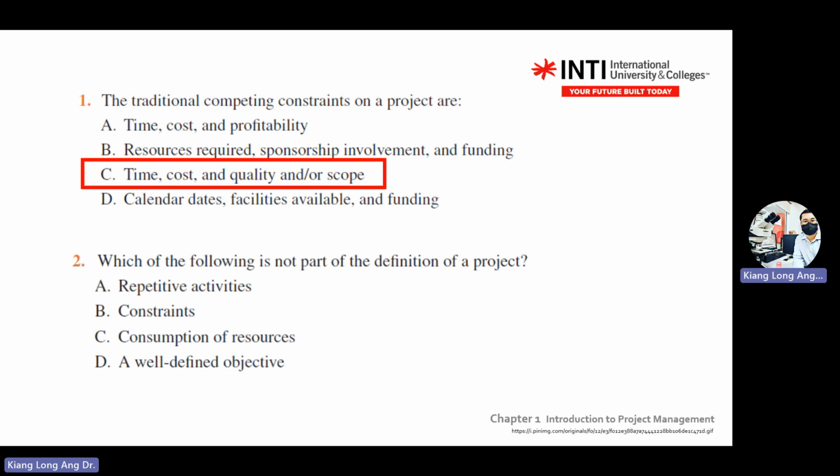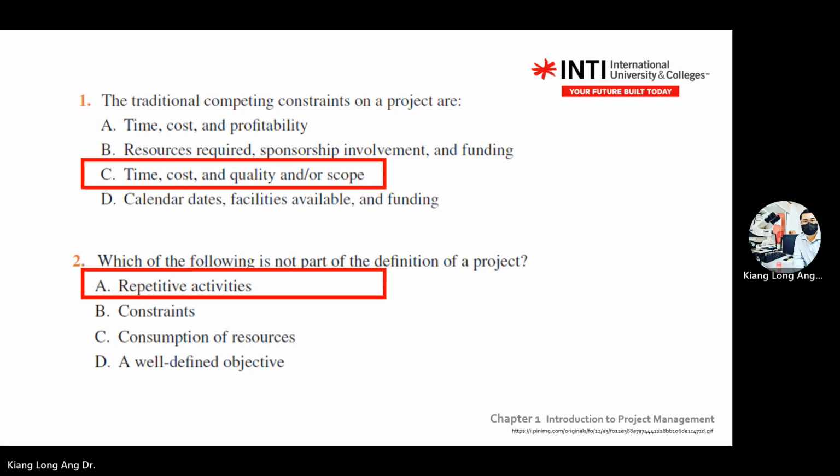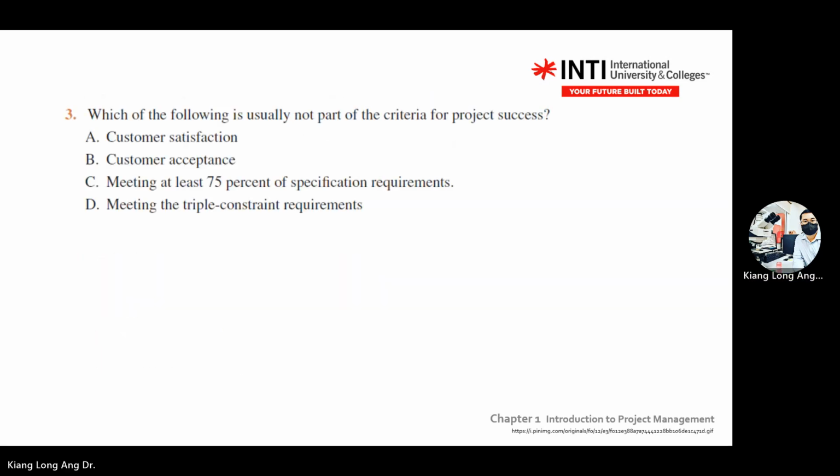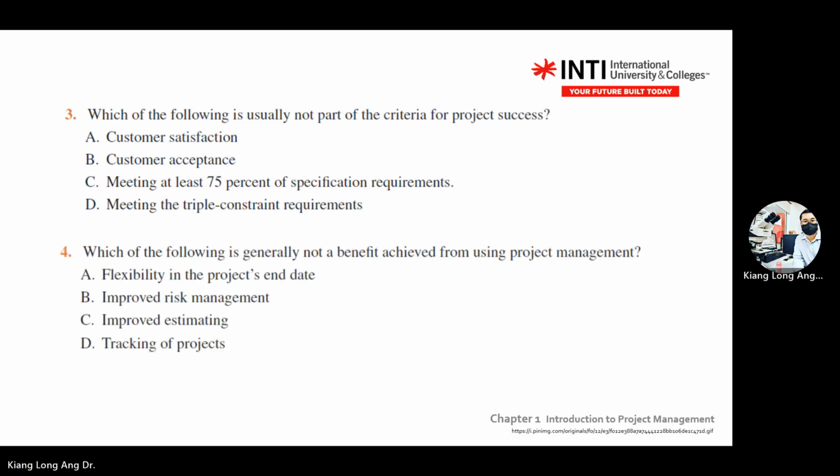Which of the following is not part of the definition of projects? So A is not. You have a constraint, you have consumption, you have resources, you have objective. Number 3, which of the following is usually not part of the criteria for project success? Customer meeting. Okay, C.